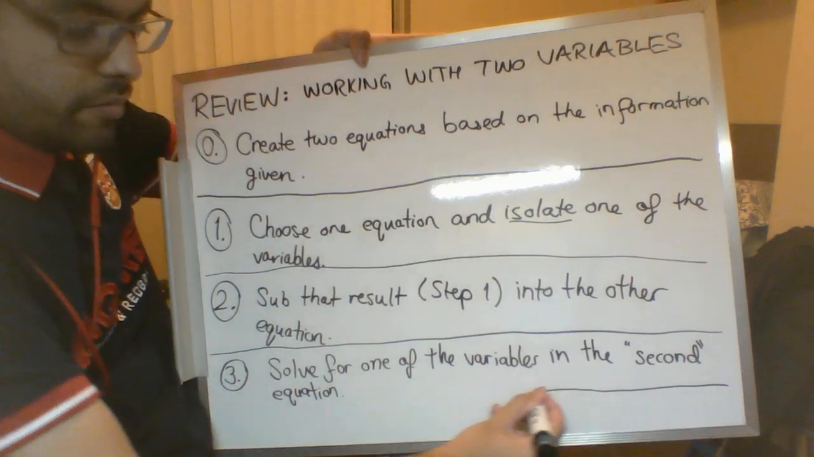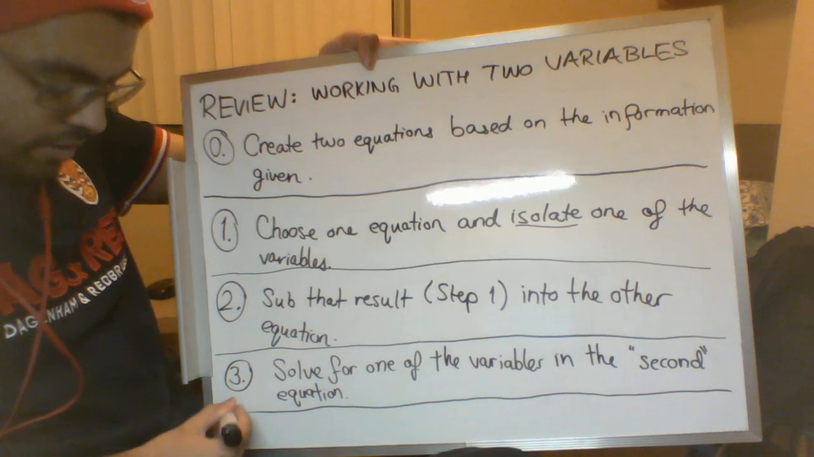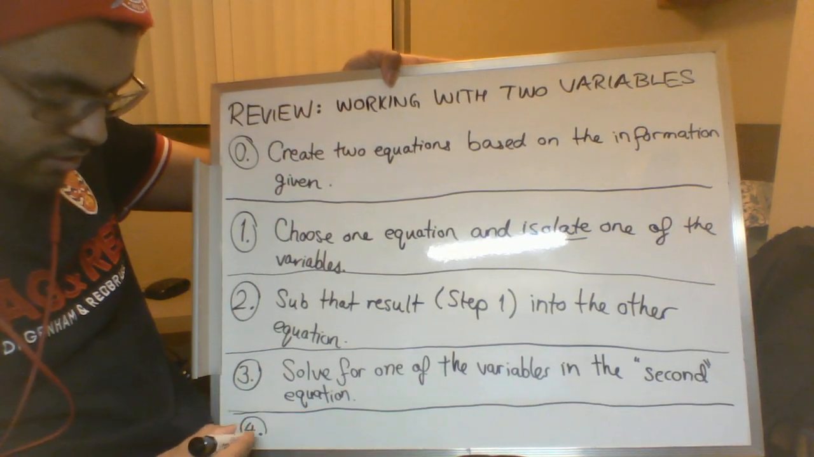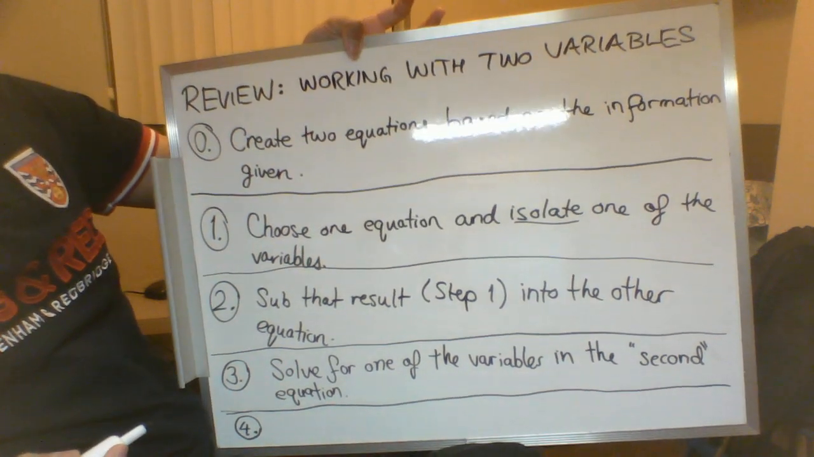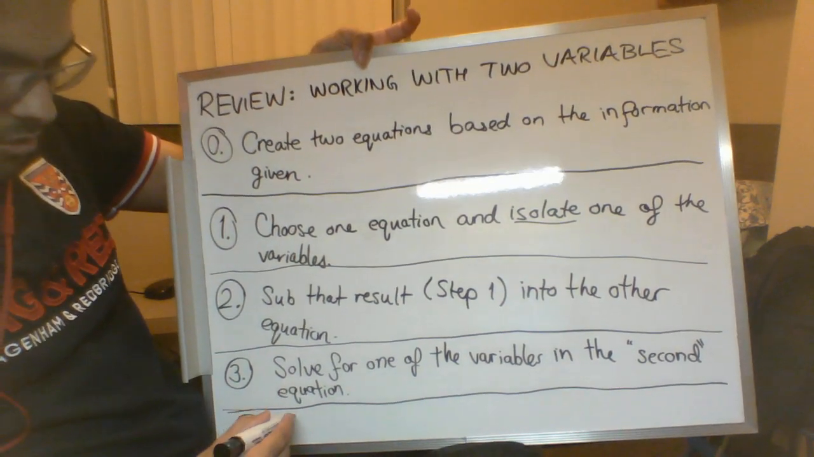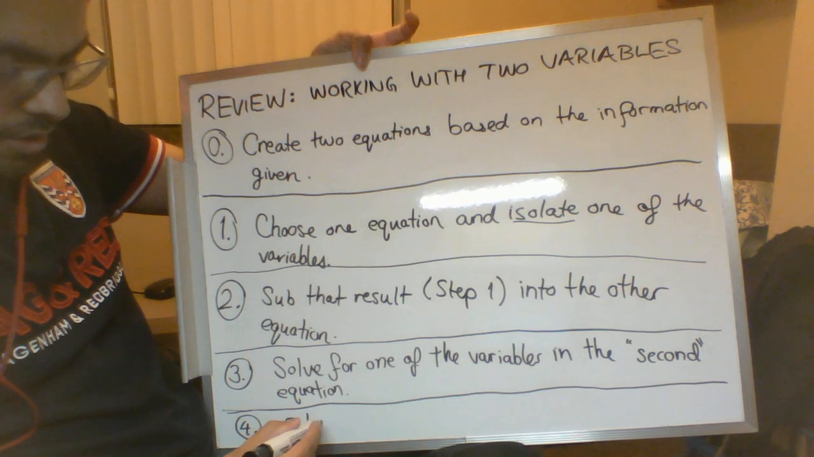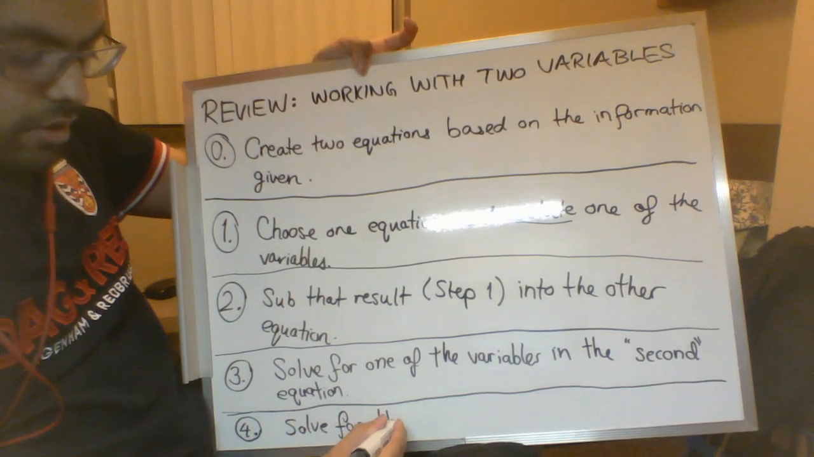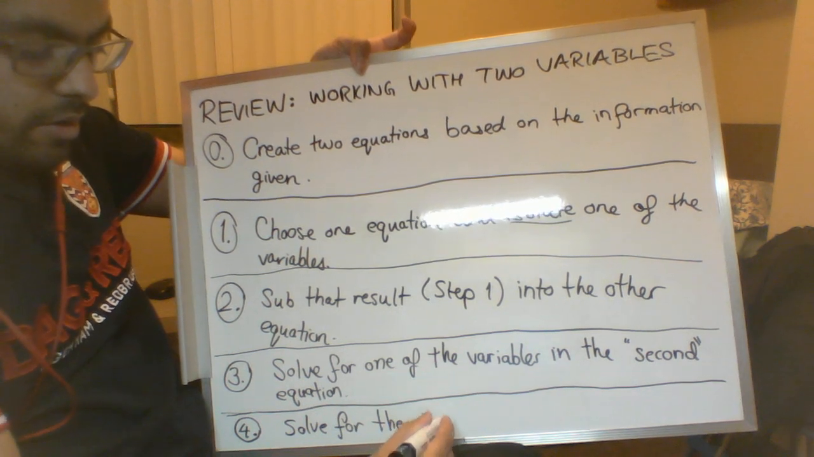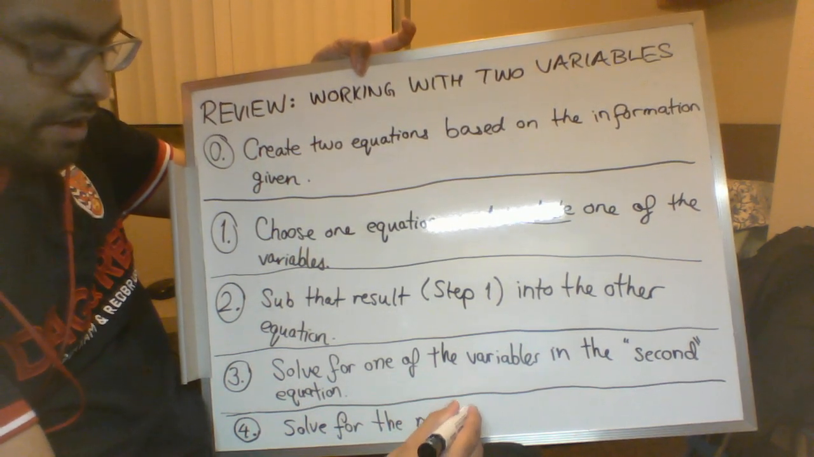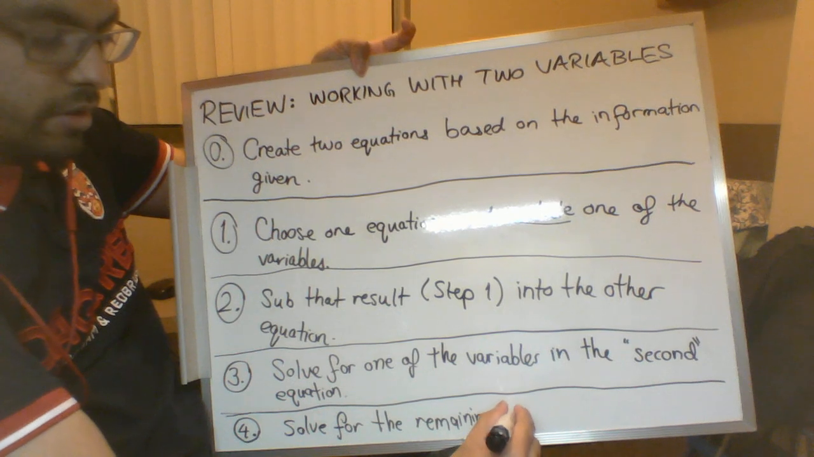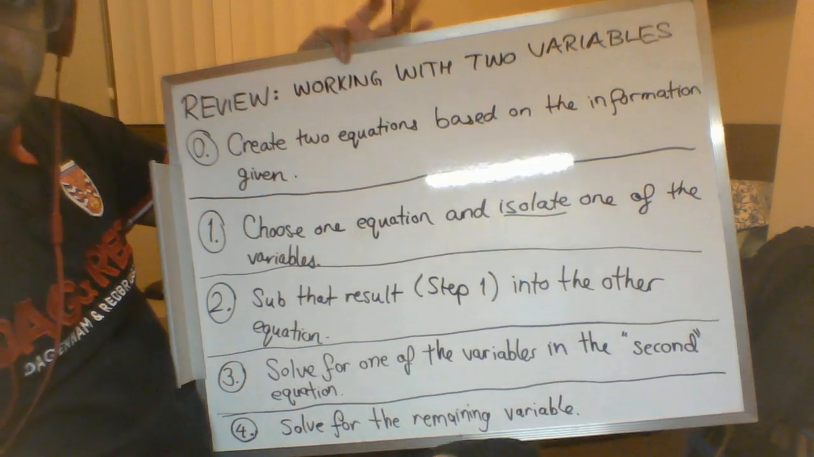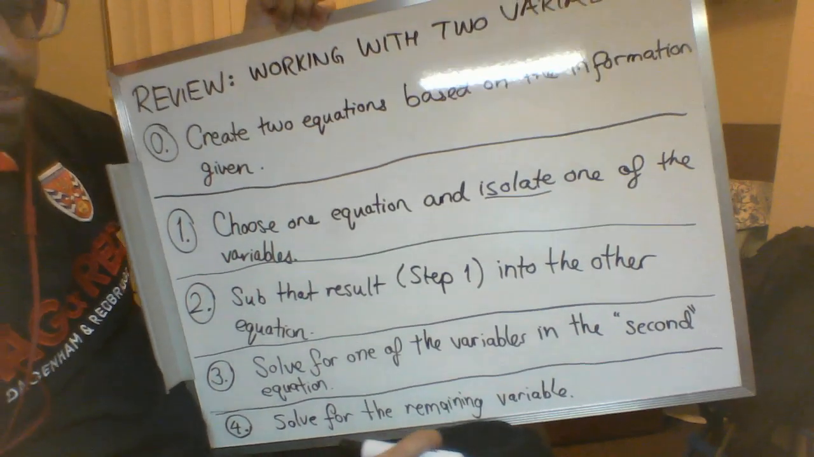I hope I'm not confusing you too much. And then the final step after that, I'm going to squeeze it in down here, step 4, is solve for the second variable. So solve for the remaining variable, maybe I'll say. Solve for the remaining variable. Alright, my apologies for the somewhat messy writing down there.